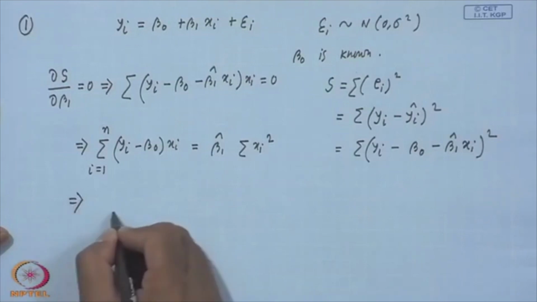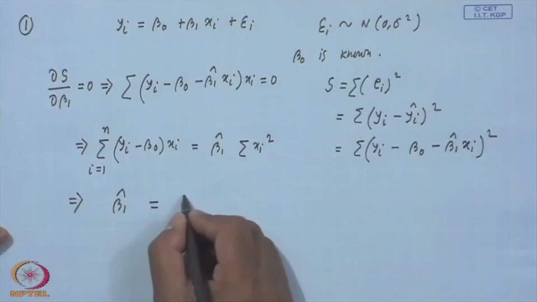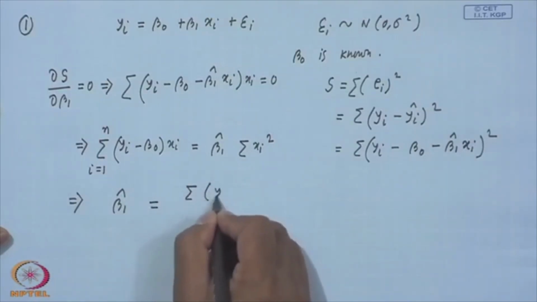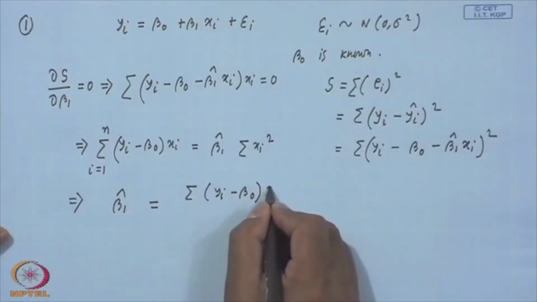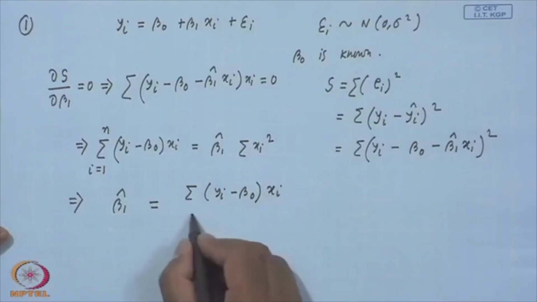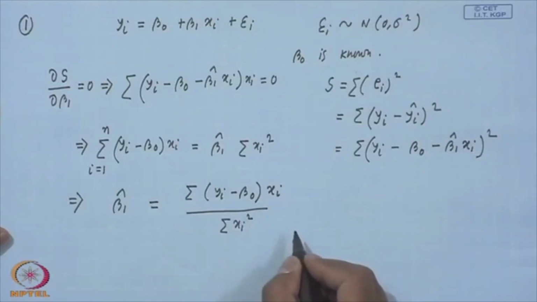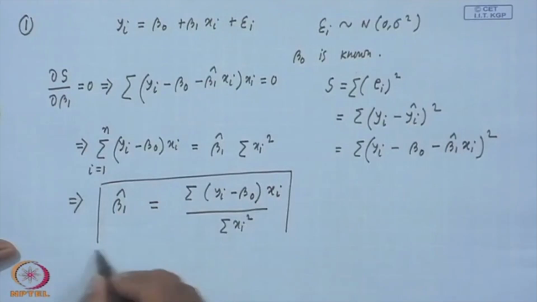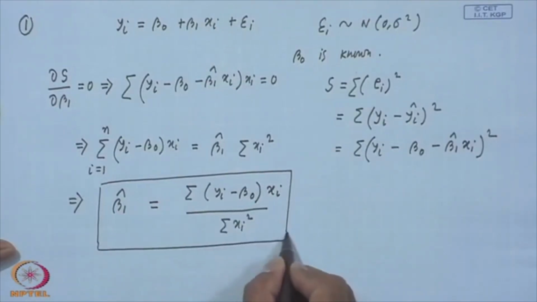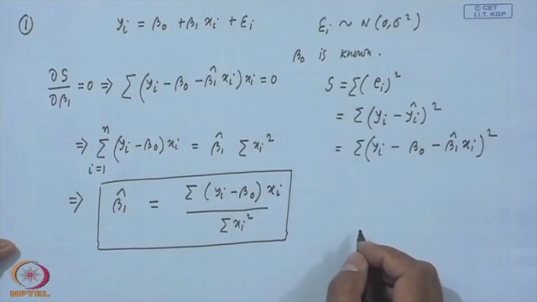So, this implies that my least square estimator for beta 1 is equal to summation y i minus beta naught, times x i, by summation x i square. Okay. So, we are done with the first part. This is the least square estimator for beta 1 hat when beta naught is known.